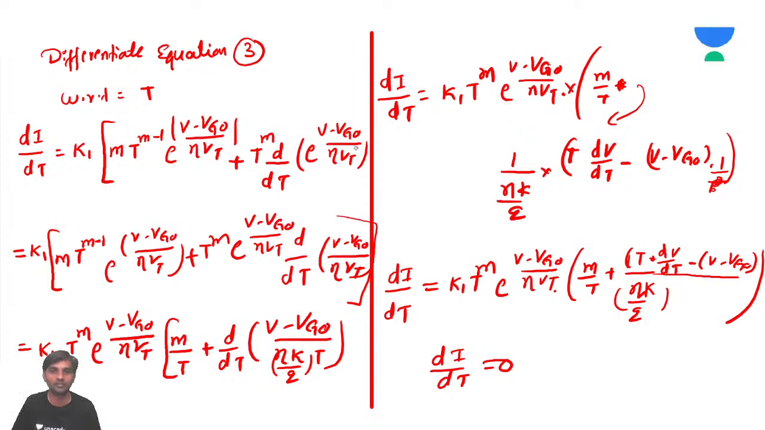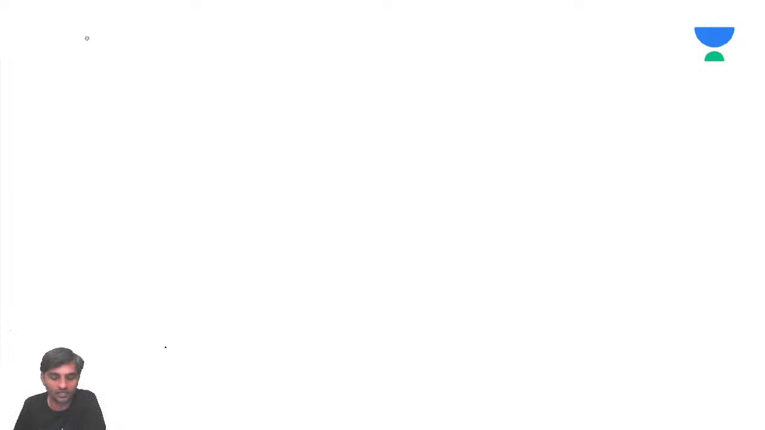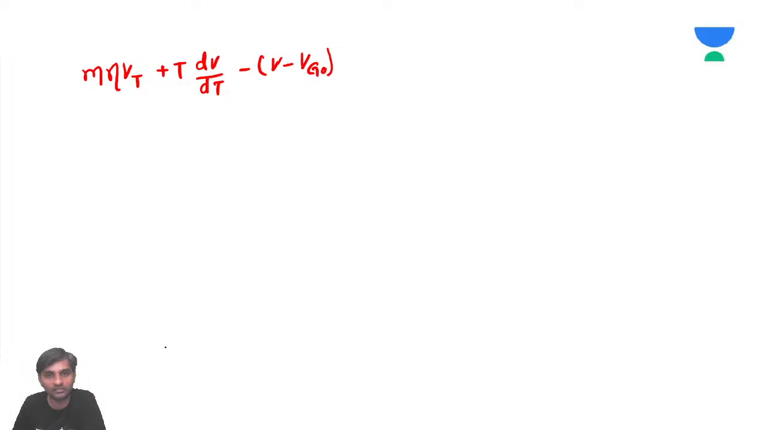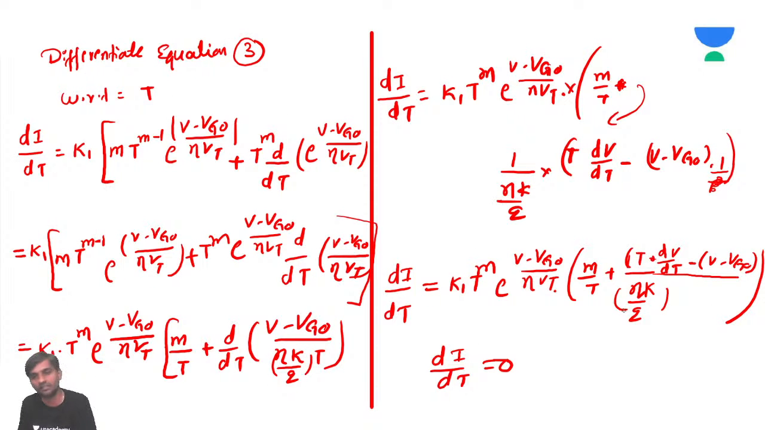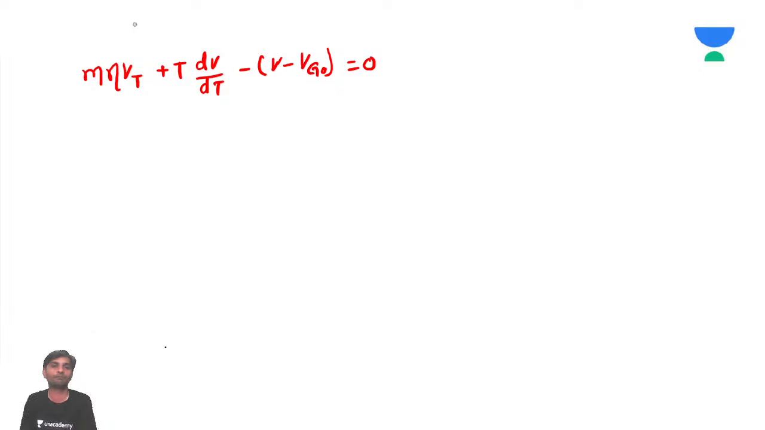Now, in the next expression, I'll directly write m eta vt plus t dv by dt minus of v minus vg naught is equal to 0. Simply don't think what I have done. I have just cross multiplied eta kt by q. And what I got is m eta vt, this is kt by q, plus t into dv by dt minus v minus vg naught is equal to 0.